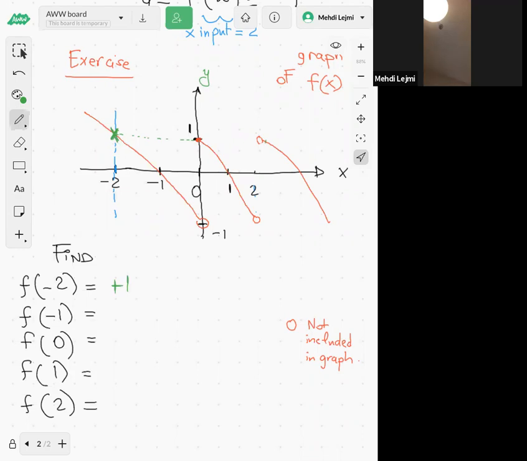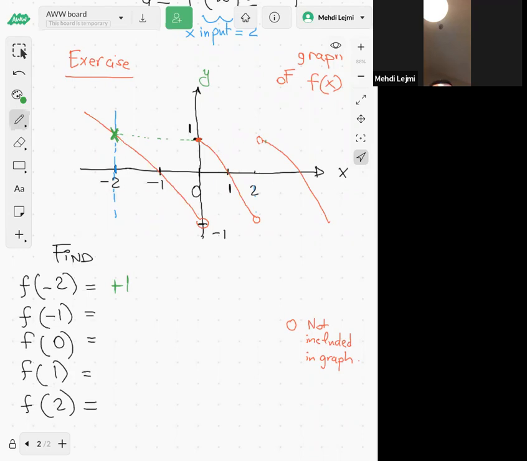Please, guys, feel free to ask questions, okay? If you don't understand why f of -2 is +1, now is the time to ask the question, because later it's going to be late.